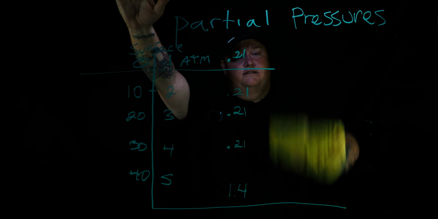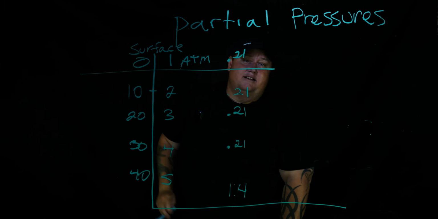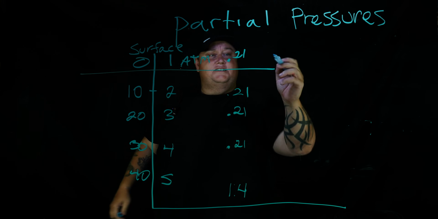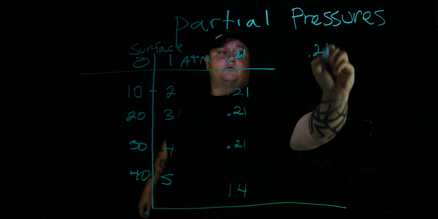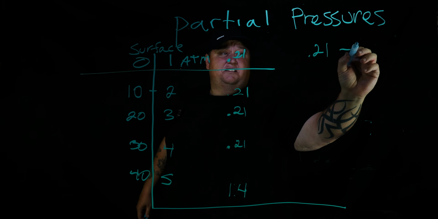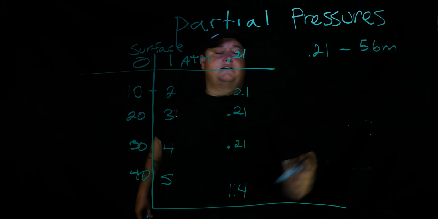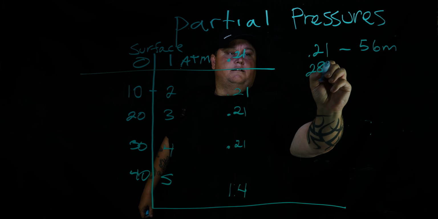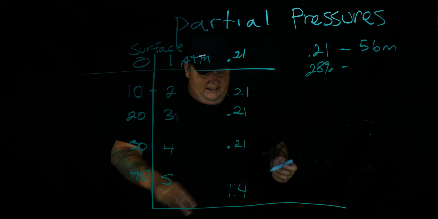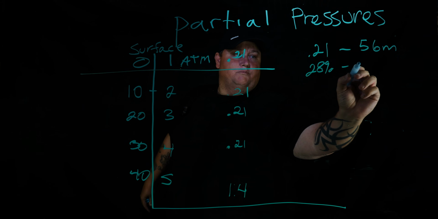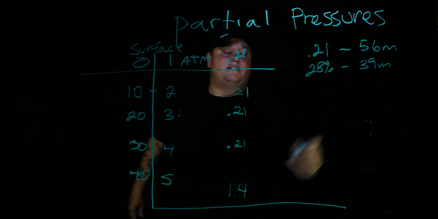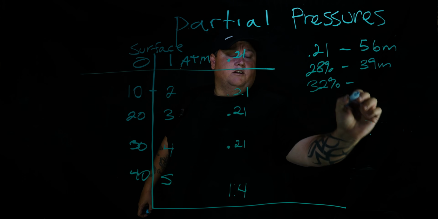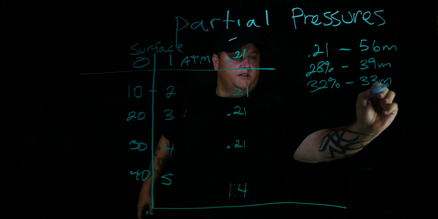Since we're talking about why understanding your partial pressures is important as a diver, let's just write down an example. I just said air, 21%, our MOD is about 56 meters. Let's say we use 28% nitrox. Our MOD, and I already wrote this stuff down so I don't have to remember, is only 39 meters. If we go to 32%, our max operating depth is about 33 meters.